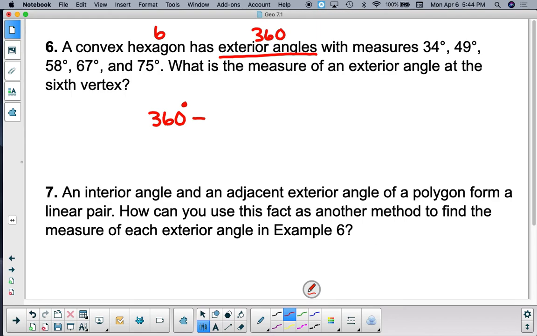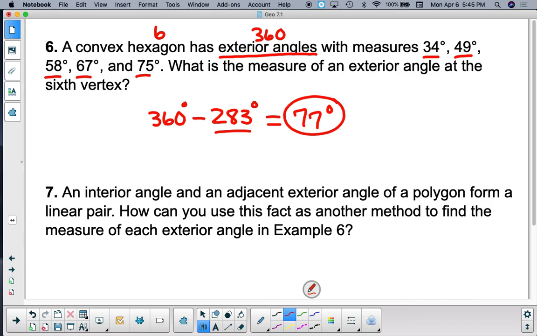and those add up to 283 degrees. Okay, so all 5 of those, if I add those 5 up, I got 283 degrees. And I subtract that from 360, and that gives me that the last angle, the 6th one, has to be 77 degrees. Okay?